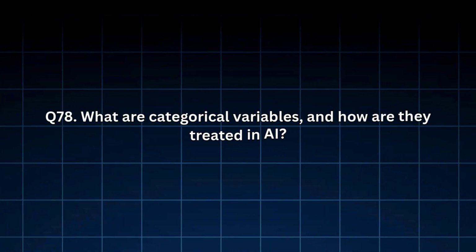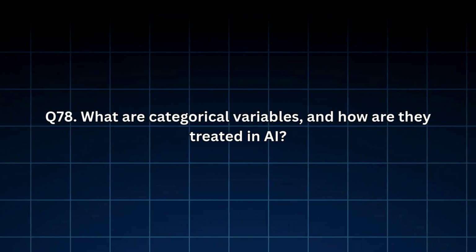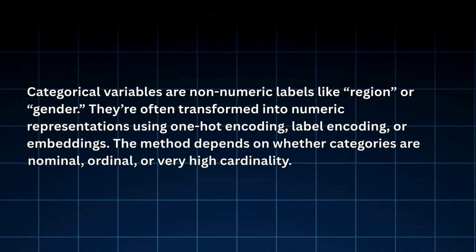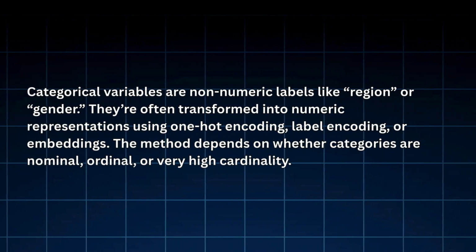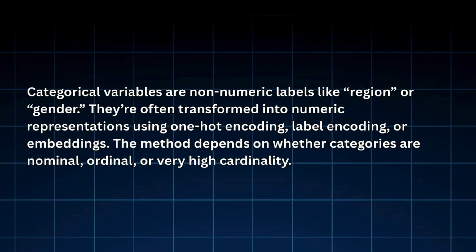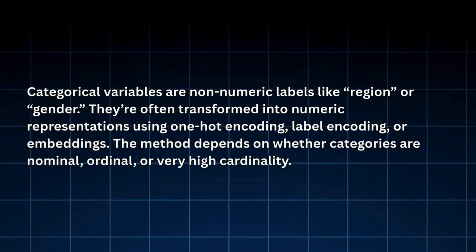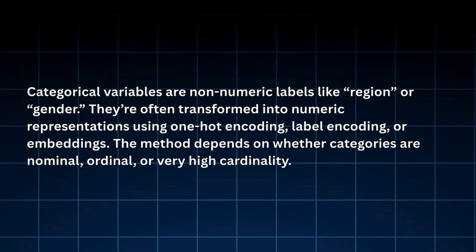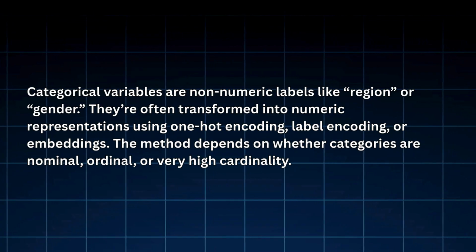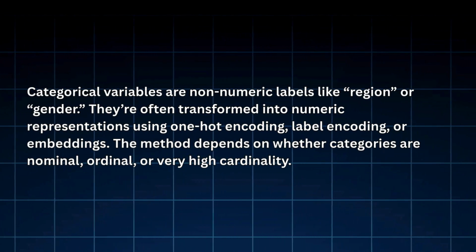What are categorical variables, and how are they treated in AI? Categorical variables are non-numeric labels like region or gender. They're often transformed into numeric representations using one-hot encoding, label encoding, or embeddings. The method depends on whether categories are nominal, ordinal, or very high cardinality.